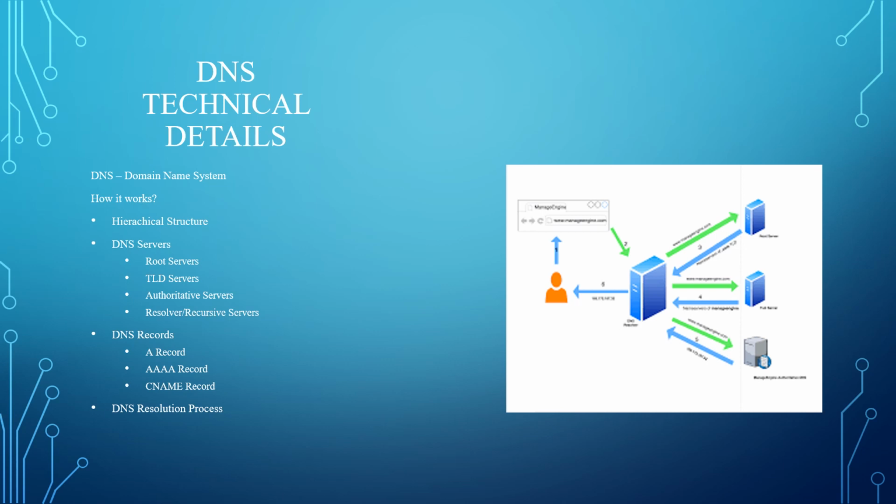And lastly, for the DNS resolution process, when a user enters a domain name in a web browser, the local device sends a DNS query to a resolver server. The resolver server checks its cache to see if it already has the IP address for the domain. If not found in the cache, the resolver contacts root servers to find the TLD server responsible for the domain's TLD. The TLD server directs the resolver to the authoritative server for the specific domain. The authoritative server provides the IP address to the resolver, which stores the IP address in its cache and returns it to the local device. The local device can now use the IP address to connect to the web server associated with the domain.